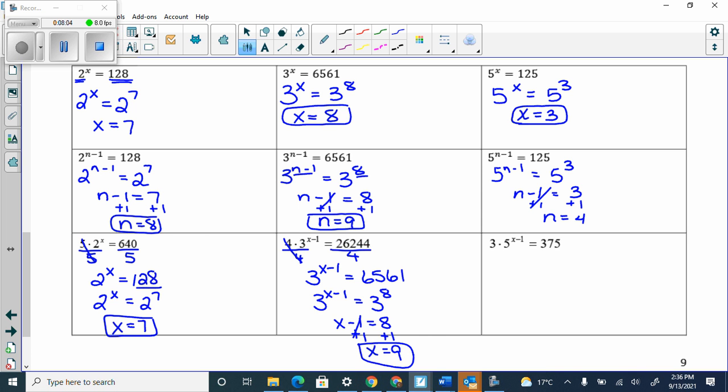And what's the first thing I have to do in this last box? Divide by 5, not make this a 15. So I get 5 to the x minus 1 equals 125. 5 to the x minus 1 equals 5 to the 3. X minus 1 equals 3. Add 1. X equals 4. And then we're going to flip over.